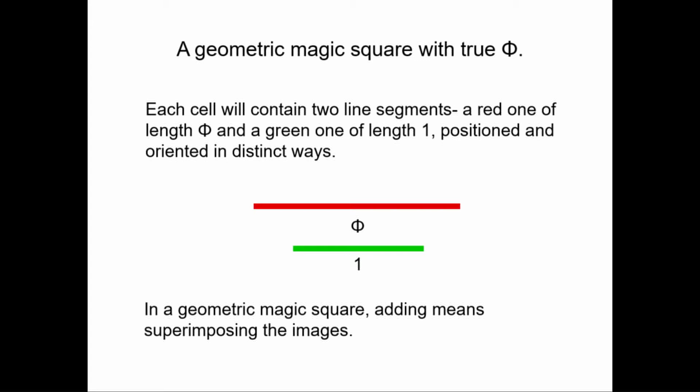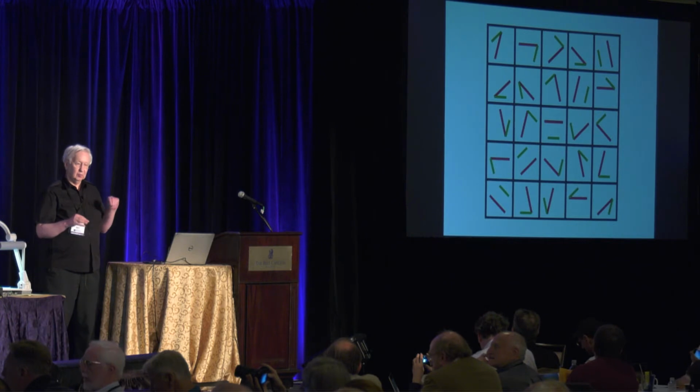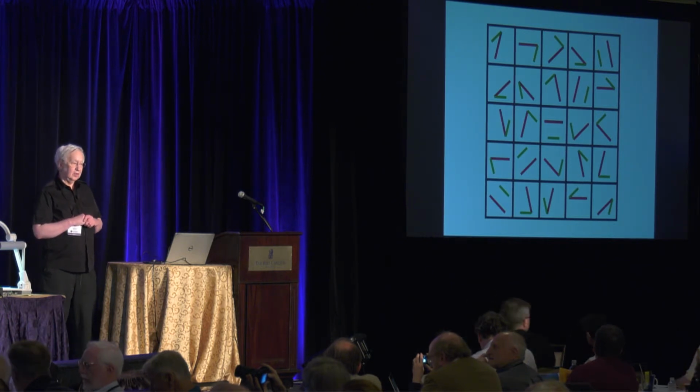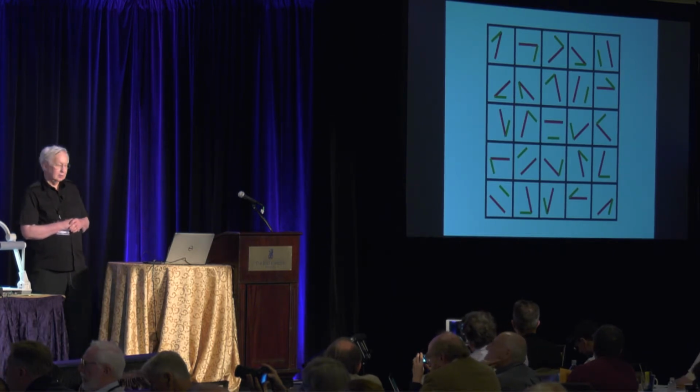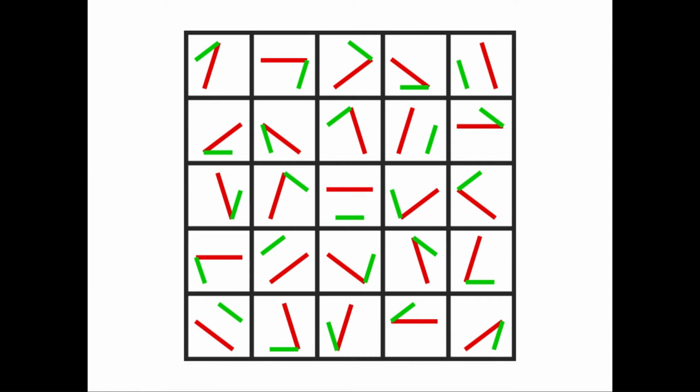I've noticed that the side things show the colors a little better. And when you add up geometric figures, that means superimposing them. So here's the magic square. Really quite pretty. There's a green line for 1 and a red line for phi in each of the cells. So if you sum across any of those rows or columns or diagonals or any of those other 120 patterns, you'll get the same geometric figure, which numerically adds up to slightly more than 13, coincidentally.